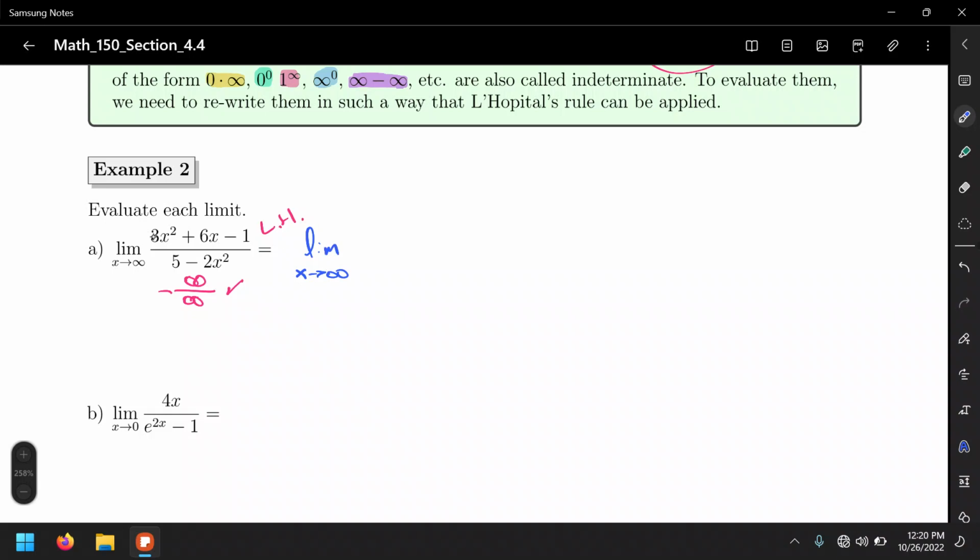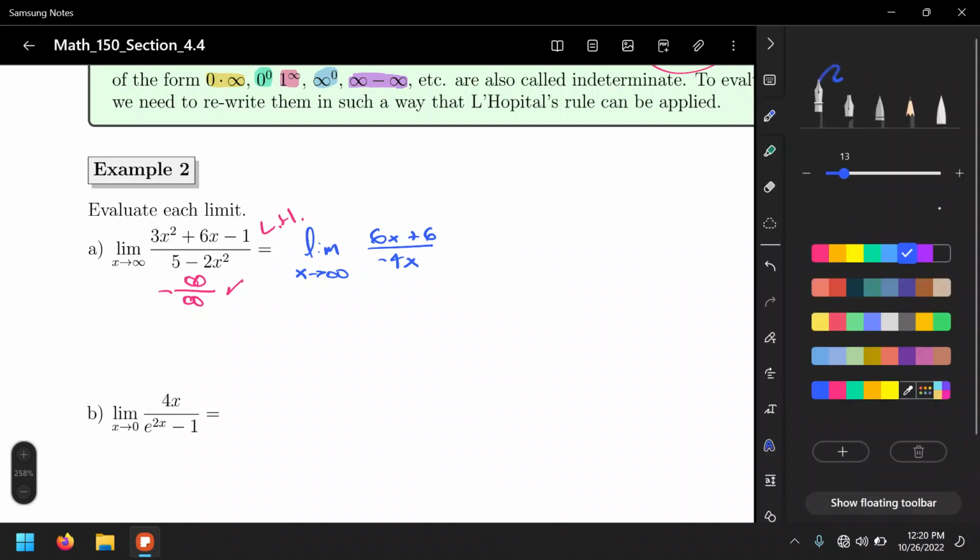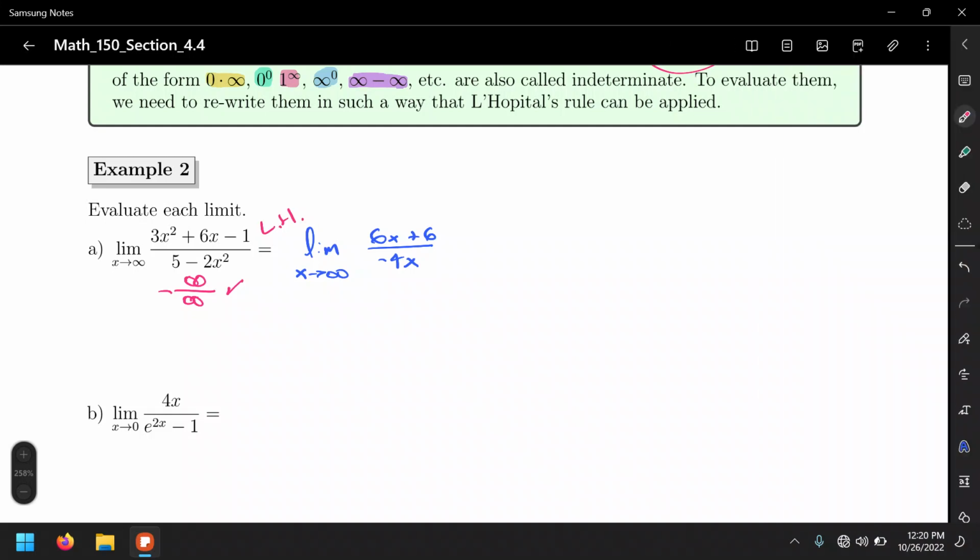x approaches infinity. Let's take the derivative. That's 6x plus 6 over the derivative of 5, which is 0, minus 4x. So that's the first use of L'Hopital's rule. Now that we used L'Hopital's rule, let's check again using direct substitution. What do we have? 6 times infinity, which is infinity, plus 6, that's still infinity, divided by negative 4 times infinity, that's again negative infinity over infinity. This means we can use L'Hopital's rule again.